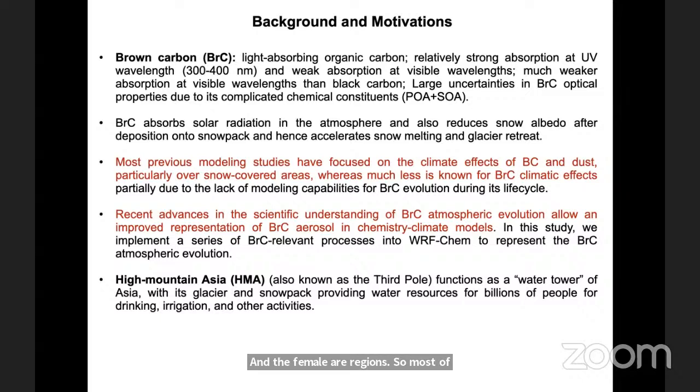Most of the previous modeling studies have focused on the other light absorbing aerosols like black carbon or soot particles and dust particles over the snow cover regions, but less is known about brown carbon. So this really motivates us to look at this species. And also in the current WRF-Chem model, we don't have this specific brown carbon species represented. So that's why we want to implement a whole life cycle of this specific aerosol species.